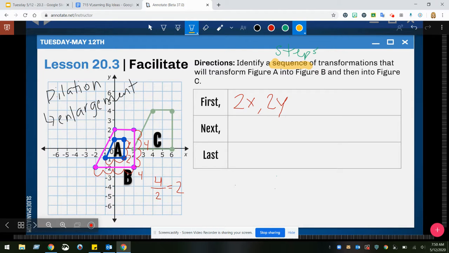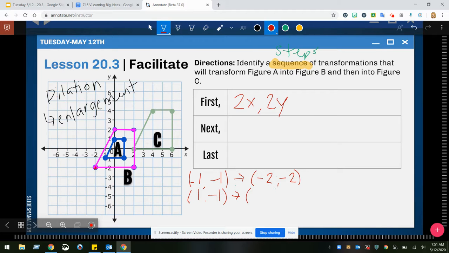So in order to do that, I'm just going to erase some of my work here. And if I am looking at this point over here, it's going to be at -1, -1. And in order to make that dilation, I would then multiply each of those points by 2, which would get me to -2, -2, which is right here. And then if I look at my next point, I see I have 1, -1. And if I multiply that by 2, that gets me to 2, -2, which would go over 2, -2, and would put me right here.